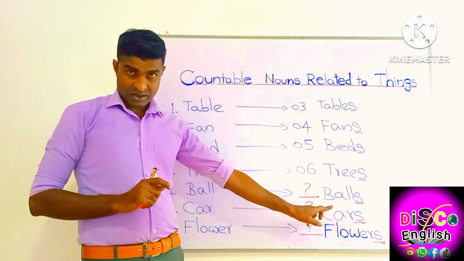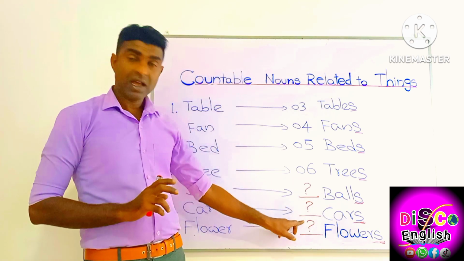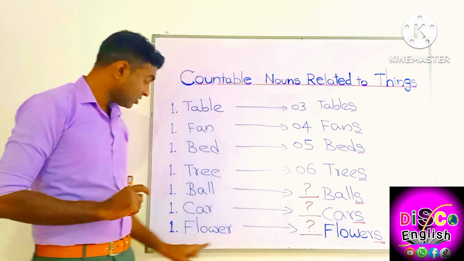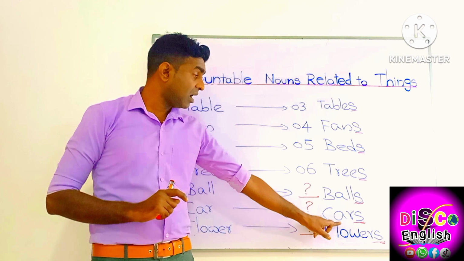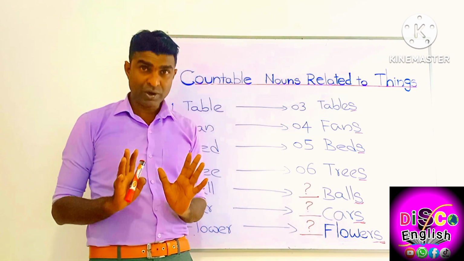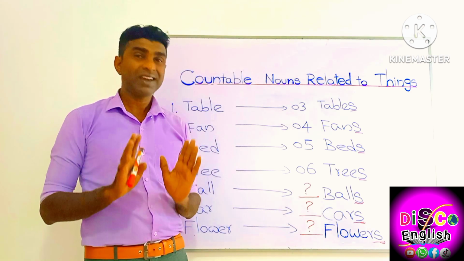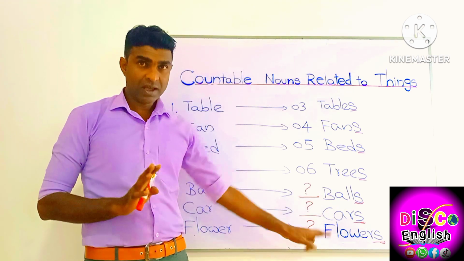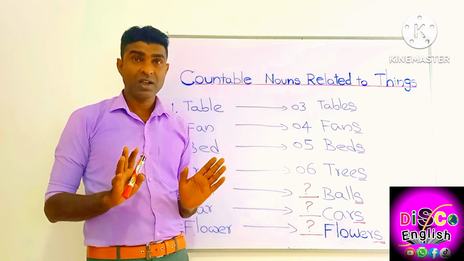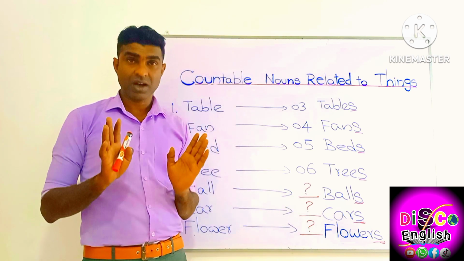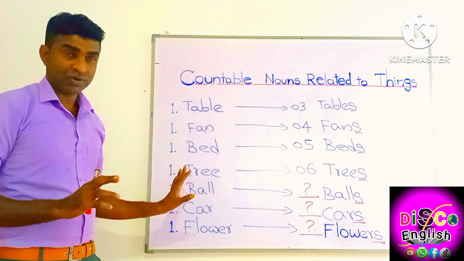1 car, cars, more than 1, still not counted. That's why I have not written any numbers here. That last one also, 1 flower, flowers, cars, balls, those are plural. I have not written numbers here because they are still not counted. We can count, but we have not written numbers, still not counted. All these are countable nouns.